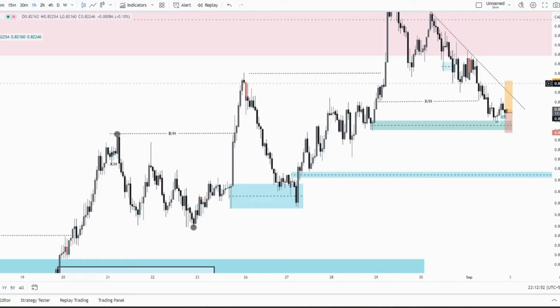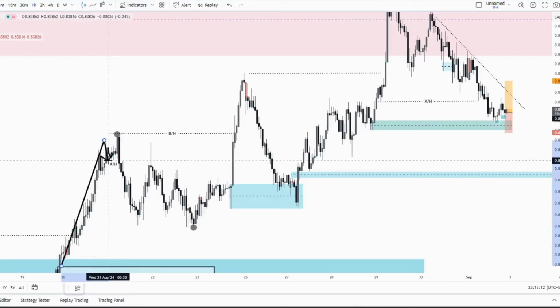Now, the last part is a real life example. I have taught you how to look for an order block. I have taught you how to trade it, but on a drawing. Now, how to look for that same thing on a real chart. So, I'll take an example of NZD CAD. Now, if you see very clearly, NZD CAD was in an uptrend.